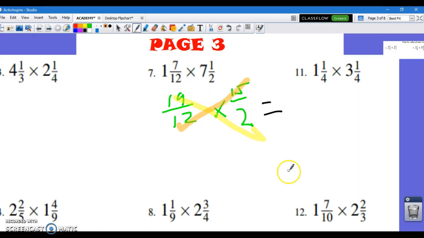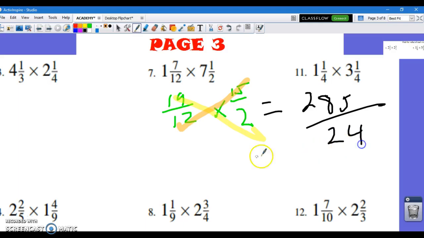Remember, check your work to see if you can reduce. Use the multiplication chart, do whatever it is you do. 19 times 15, remember, multiply straight across, numerator to numerator. Mine is 285. 12 times 2 is 24, but you know you can't leave it top heavy.